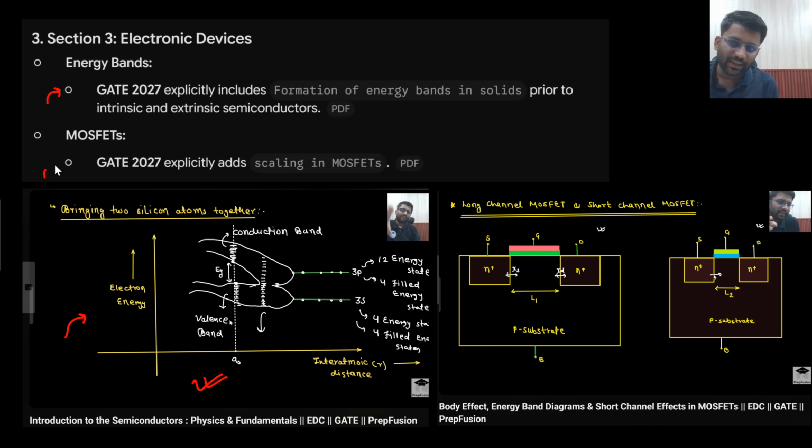Next one is scaling in MOSFETs. Scaling in MOSFETs. Look, over time in IC design, what's the concern? The concern is that the channel length should be as low as possible.